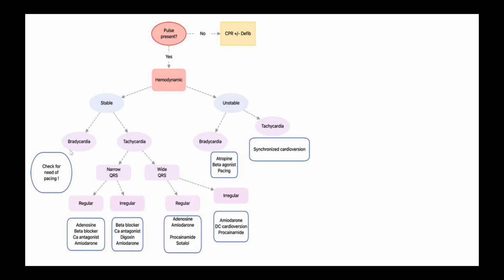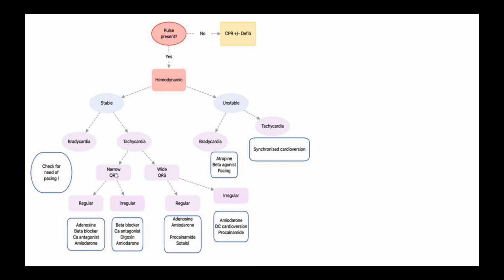If it is brady, check whether he needs atropine or whether he needs pacing. If the patient has a pulse rate of less than 40, then you need to correct it even if the BP is normal. But if the patient's pulse rate is between 40 and 50 and BP is stable and saturation is okay, that means you can wait and watch. It doesn't require immediate correction.